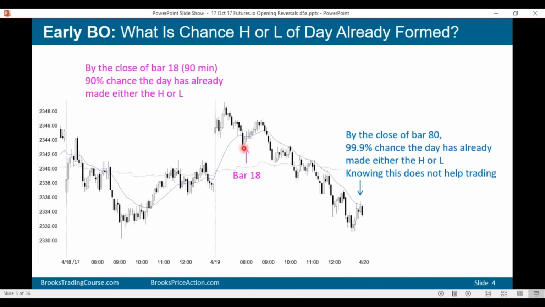For example, if the market breaks below that 18 bar low, there's a 90% chance the market is not going above the high of the day. And that means there's a 90% chance that the day will either be a bear trend day or a trading range day. And the opposite is true if the market breaks above the 18 bar high. Then there's a 90% chance that the day will either be a bull trend day or a trading range day. And knowing that encourages you to buy pullbacks, because you know that there's only a 10% chance the market's going to fall back below the low of the day.